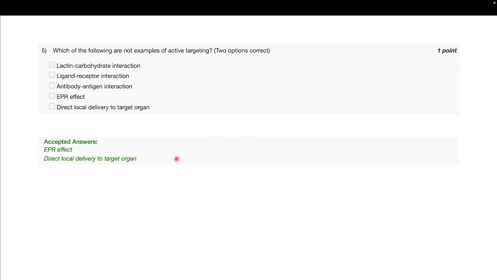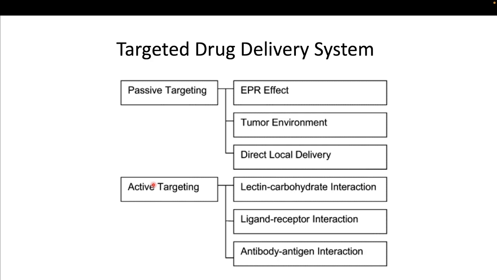So both of these are passive targeting actually. Active targeting comes when you take help of some interactions like lectin carbohydrate or ligand receptor or antibody antigen. Your EPR effect and direct local delivery to target organ, so this could be directly delivering particles to the lung or your intra-articular delivery wherein you deliver your drug delivery particles directly into the joints. So both of these are passive targeting. You can read more about it in this slide. I'll move towards the next question.